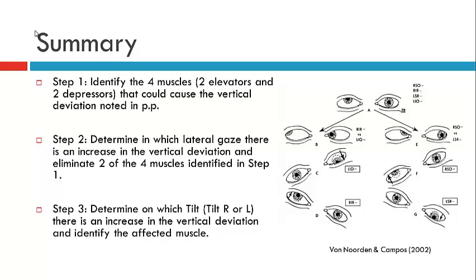By doing this, we'll find of the 4, the 2 muscles which could potentially be causing the increase in height in lateral gaze. And finally, we have step 3, in which instance, when we tilt the head, what we're doing is we're isolating the encycloadductors of one eye and the excycloductors of the other eye, which assists us to make that final diagnosis or to isolate the affected vertical muscle, which is causing an increase in height on tilt.